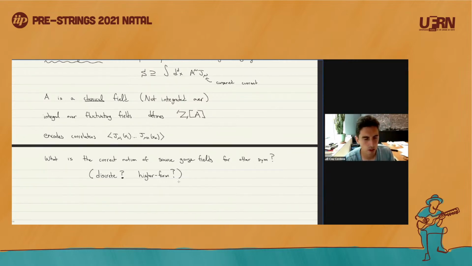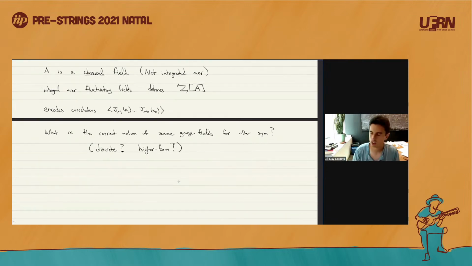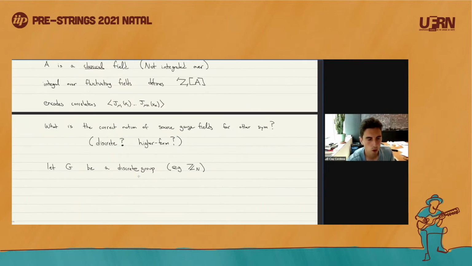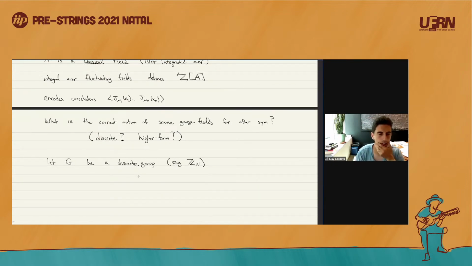So let's start with the discrete case, and let's stick for a minute to zero-form gauge fields. Let G be a discrete group. You will lose nothing if you just think that G is Z_n. So what is the correct notion of a background gauge field for a zero-form symmetry G?